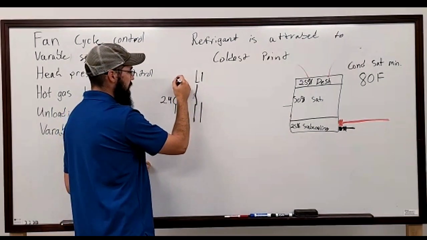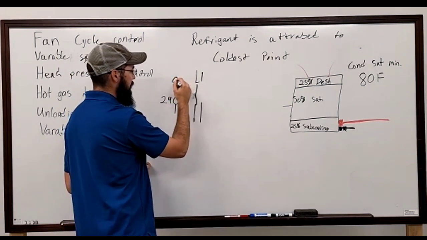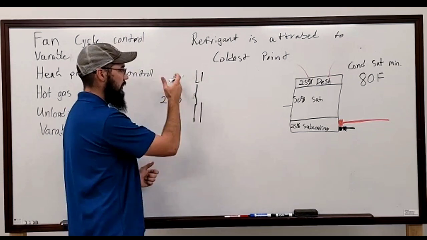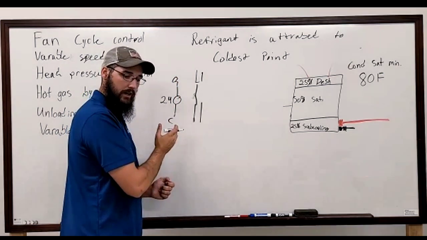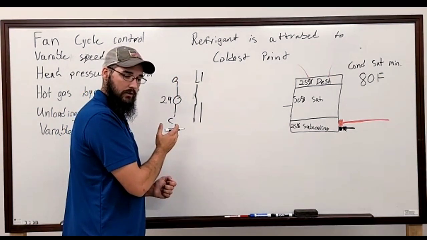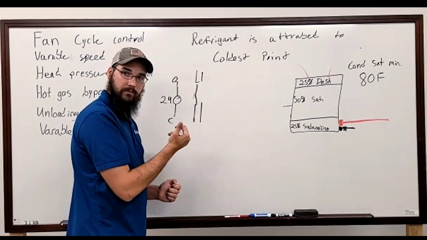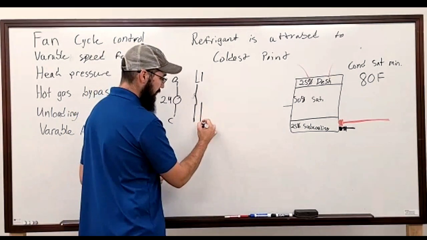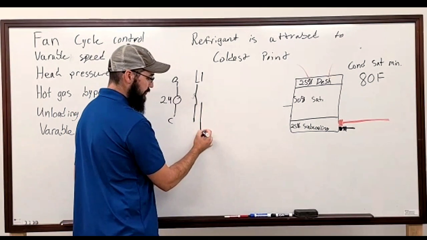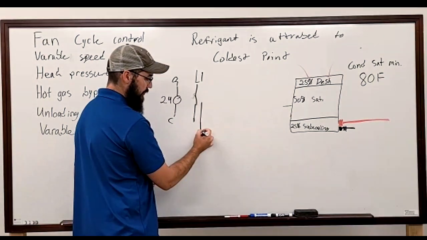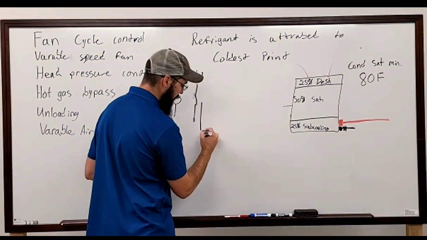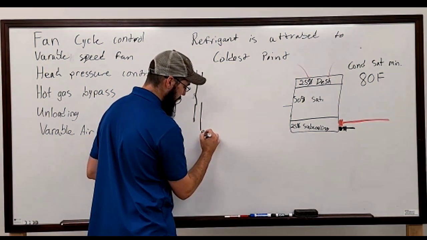Your O terminal would run through the coil. So the O terminal coming from the thermostat, going back out, going to C. So anytime that O was energized, which would be for cooling, we're going to cycle the relay, and you would run your pressure controls to your fan motor common through this relay. So this normally open would go to your pressure control.